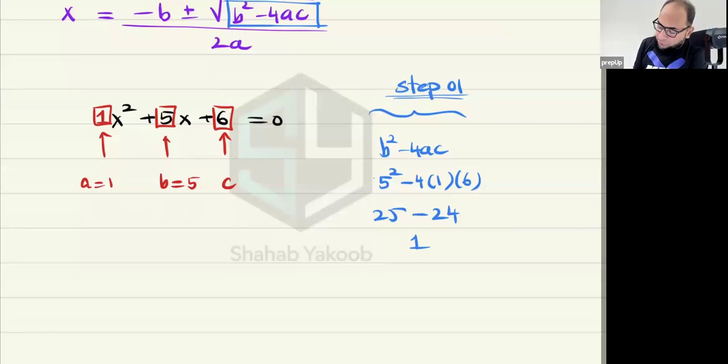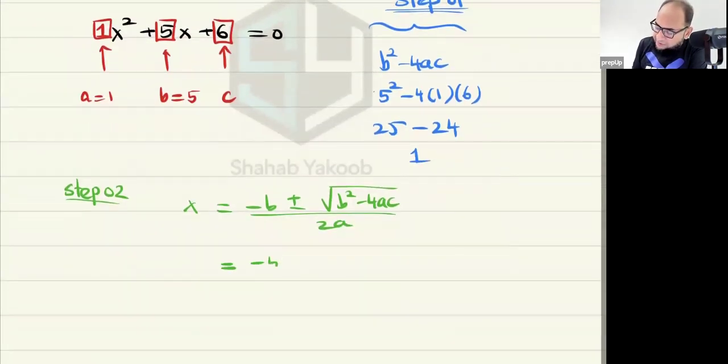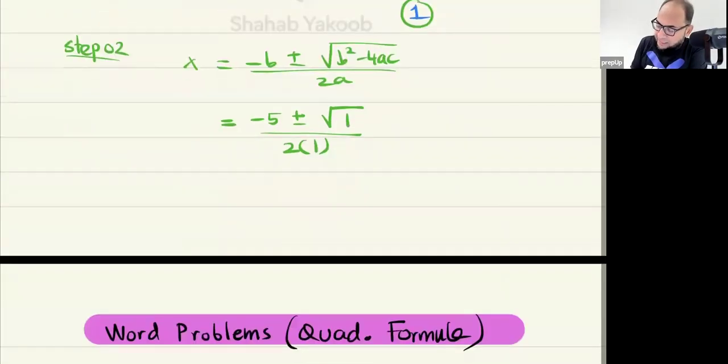What is step number 2? Now use the formula. That is x is equal to negative b plus minus square root of b squared minus 4ac, the whole thing divided by 2a. So minus b, that is minus 5, plus minus square root of 1, which is the value of b squared minus 4ac, divided by 2a, which is 2 into 1. Square root of 1 is 1. Plus minus is before that because there are two possible solutions. And this is minus 5 divided by 2.